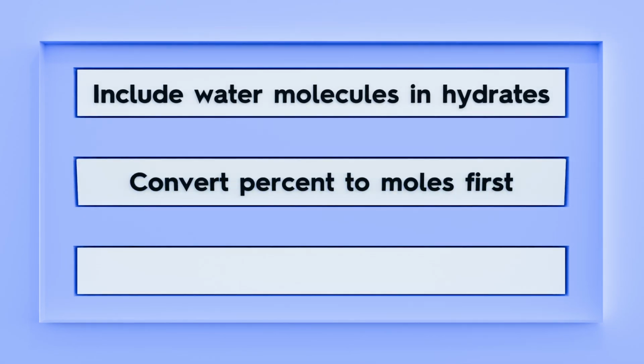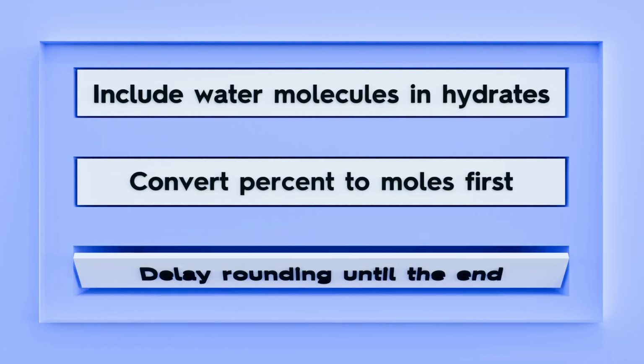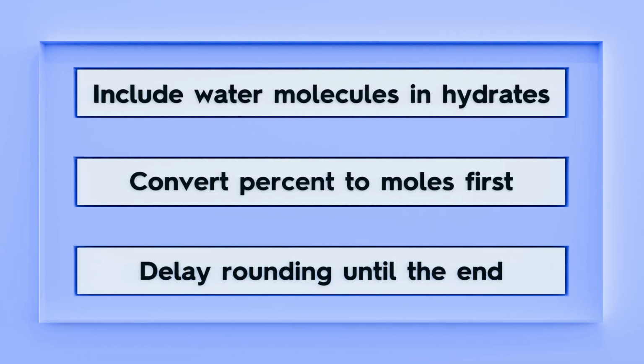A few guardrails. Always include water of hydration when present. Always convert percentages to moles before comparing ratios. And delay rounding until the last step so tiny errors do not snowball.